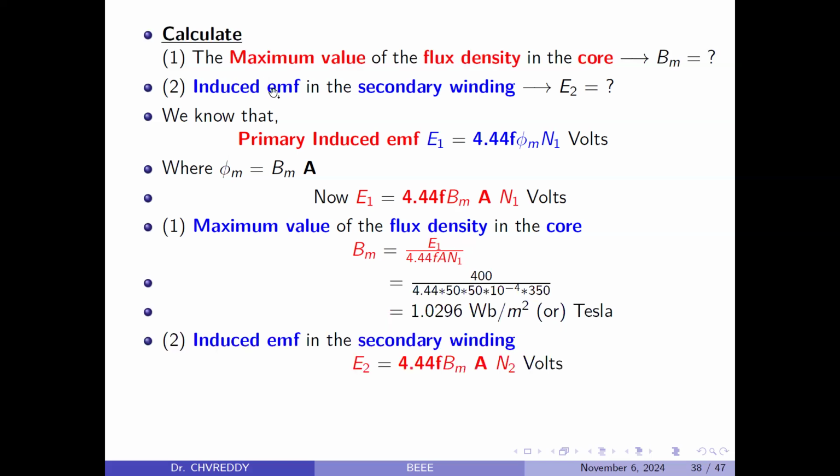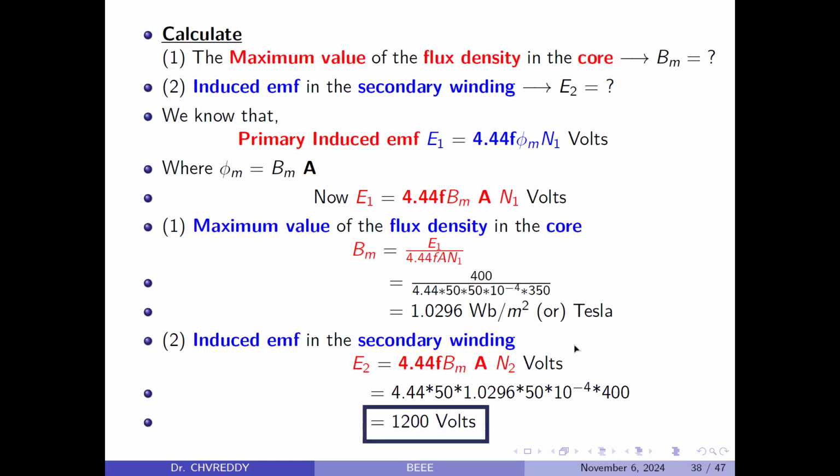In the second one, they're asking the induced EMF in the secondary winding, that is E2. Now E2 equal to 4.44 F Bm into A into N2. You know Bm value now, so all the data is available. Now you can substitute 4.44 into F value 50, Bm value 1.0296, A value 50 into 10 to the power of minus 4, and N2 value 1050. So you will get 1200 volts. That is the E2 value.